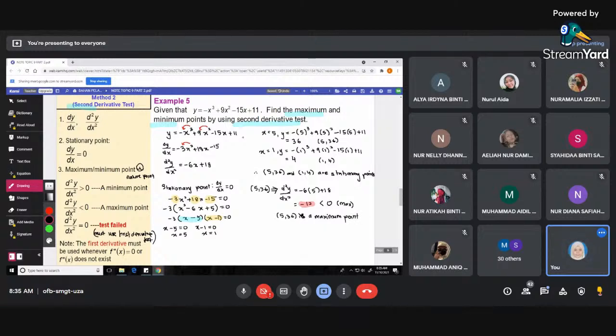Kemudian kita masukkan pula 1, 4. Anak panah. Lepas tu d2y dx square sama dengan ambil balik d2y dx square tadi. Gantikan nilai X saja sebab dia ada variable X kat situ. Cuba kira berapa jawapan di situ. Negatif 2. Okay. Negatif 2.